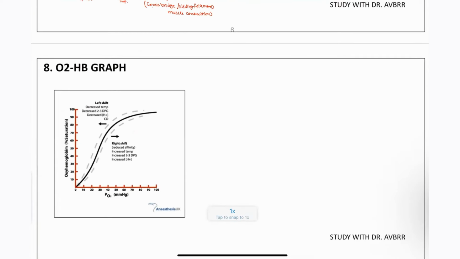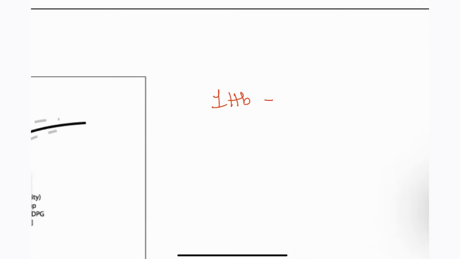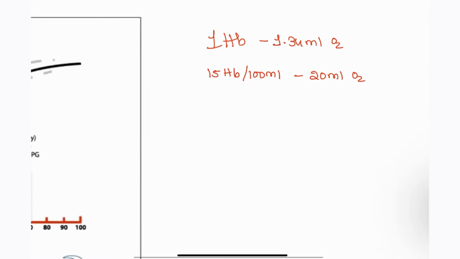Next, moving on to the oxygen hemoglobin curve. In the oxygen hemoglobin curve, you have to understand that for every one gram of hemoglobin, 1.34 ml of oxygen will be carried. Okay, that means 15 grams of hemoglobin in 100 ml of blood will be carrying 20 ml of oxygen. That is how it is transported.